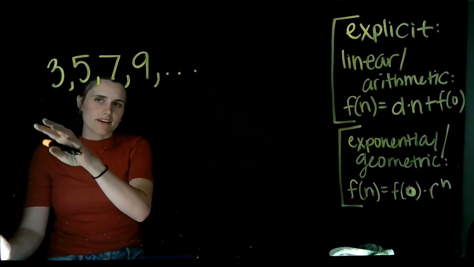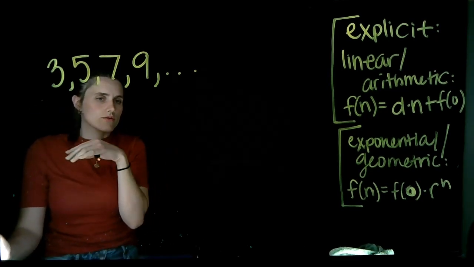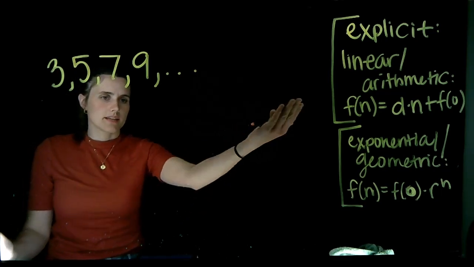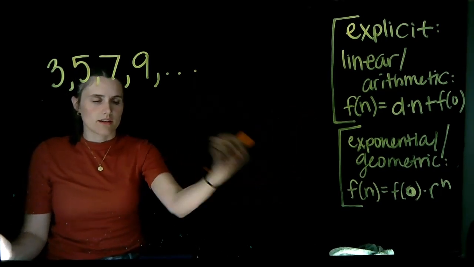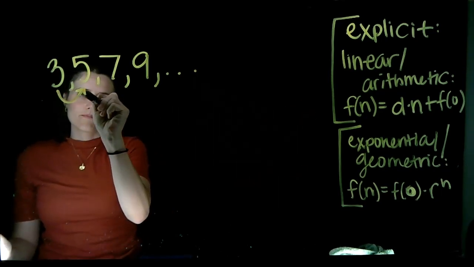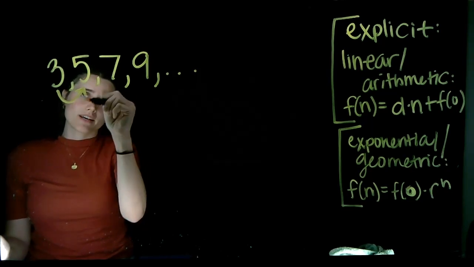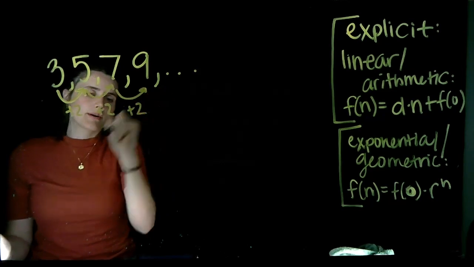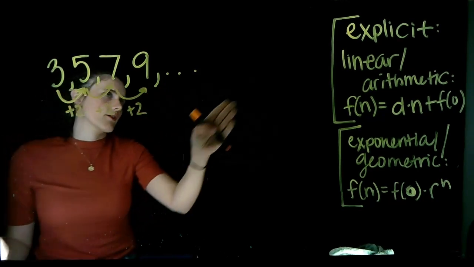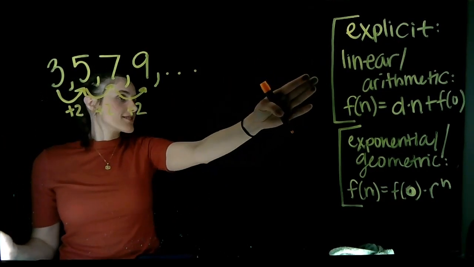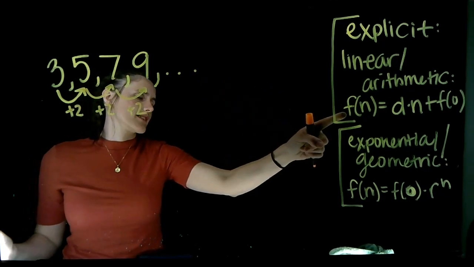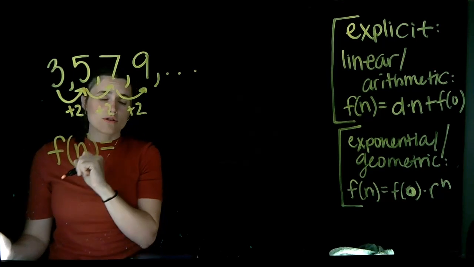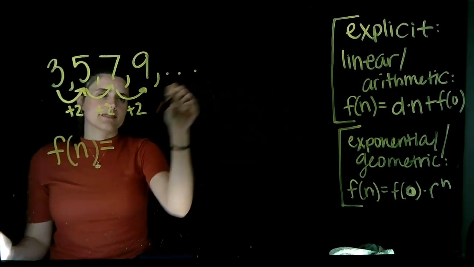If we are given a list like this and we want to write an explicit equation for this sequence, we have to first decide, is this linear and arithmetic or is it geometric and exponential? If we look at our first term to our second term, I can see 3 plus 2 is 5, 5 plus 2 is 7, 7 plus 2 is 9. So I can see right off the bat that I'm adding 2 every time. So I'm going to go to this form right here. This is linear/arithmetic, so we are going to use this explicit function right here. So I'm going to start with f of n, and that's going to be equal to d times n, and in this case, d equals 2.